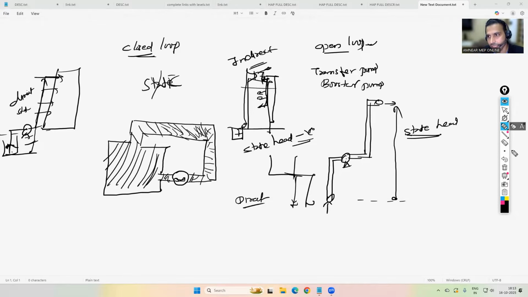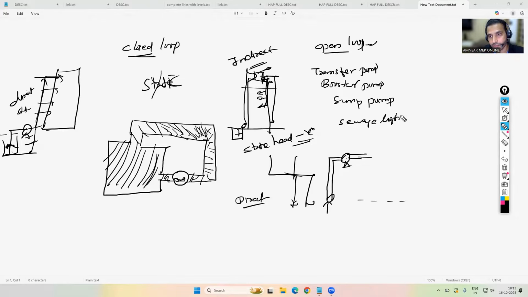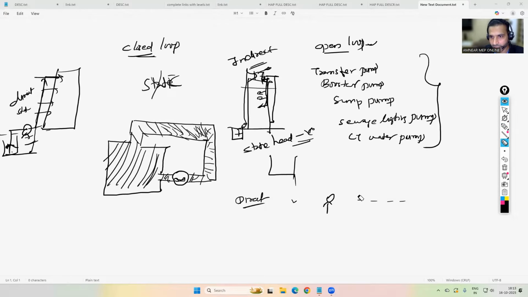Yes. Next, in drainage, we will have the sump pump. Then we will have the sewage lifting pump. Then in HVAC, the cooling tower condenser water pump, meaning the cooling tower water pump. All these pumps are open loop pumps only. So when we are calculating an open loop pump, what all losses do we need to consider? What all things have to be considered when we are selecting the open loop pump?